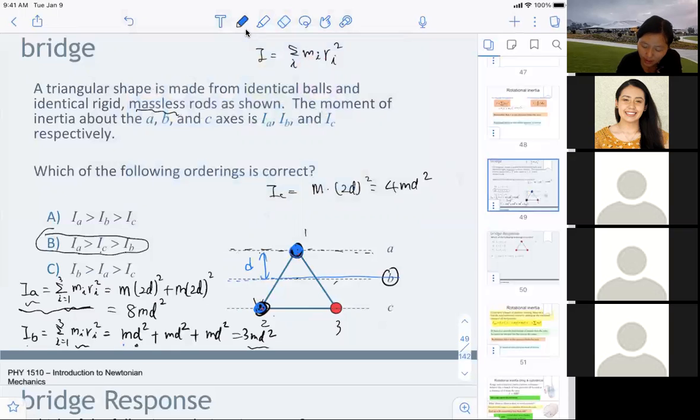This object is at another distance d away, so I do another md squared. This third ball is the same distance away from B, so that's another md squared. So you add them all up. Did that answer your question? Yeah, thank you. Okay, very good. Thank you for asking that.